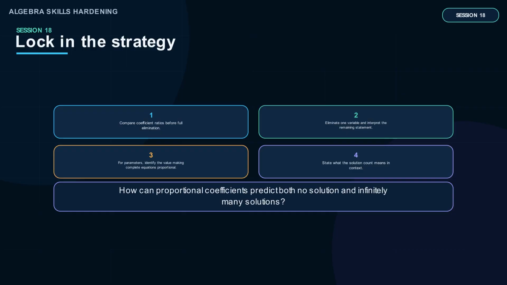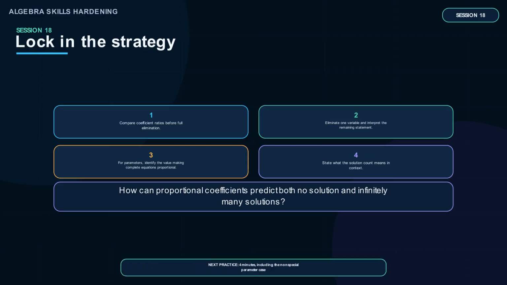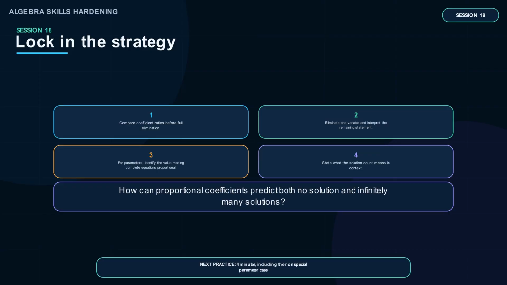Reflection. How can proportional coefficients predict both no solution and infinitely many solutions? Name the error specifically so you can interrupt it next time. Practice one fresh problem within 4 minutes, including the non-special parameter case. Keep the work readable, check it independently, and carry the routine forward.